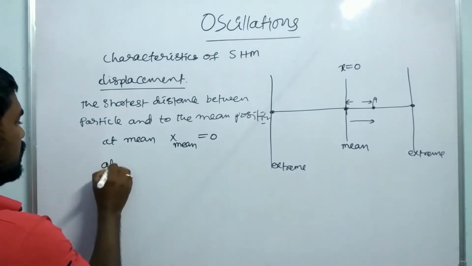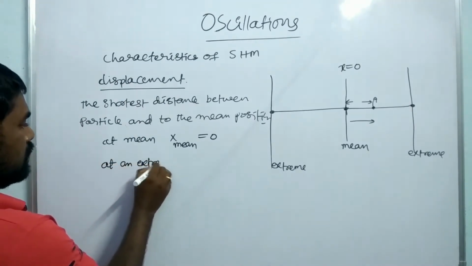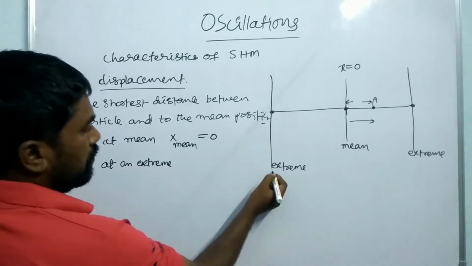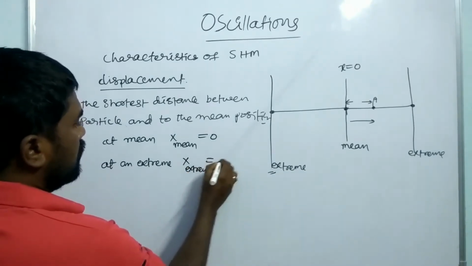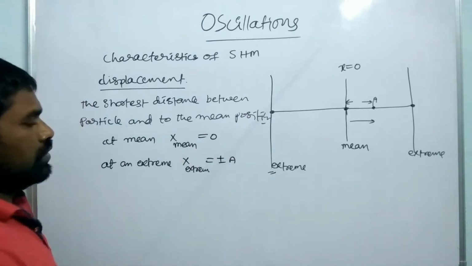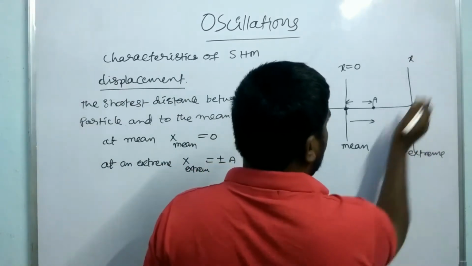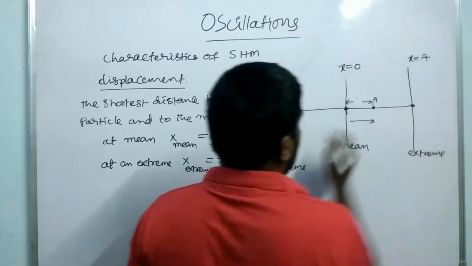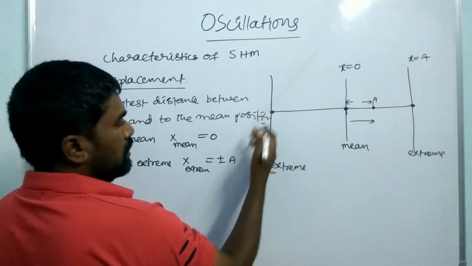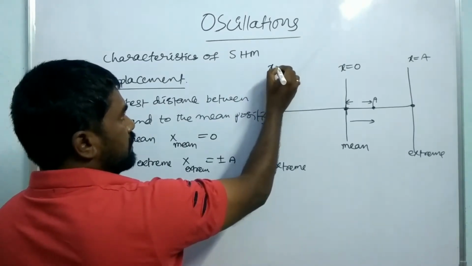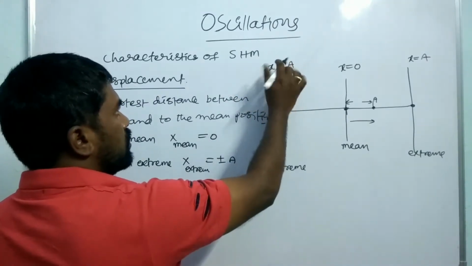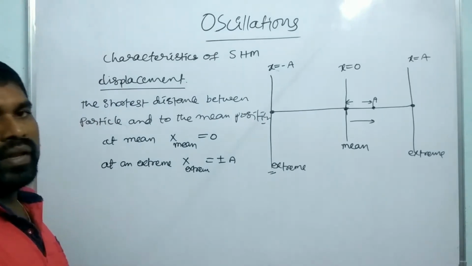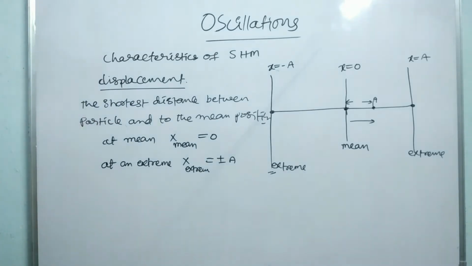At an extreme point, either on the left side or the right side, x extreme is equal to plus or minus A. If it is the right side extreme along the positive x-axis, then it is plus A. If the particle moves toward the left side extreme point, that is minus A. So this is the maximum displacement: minus A on the left side and plus A on the right side.